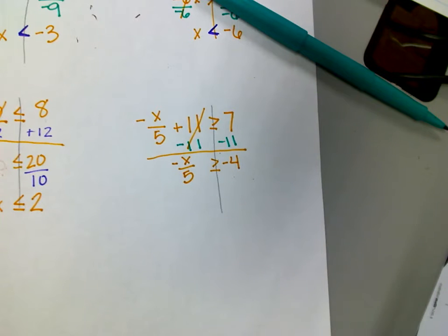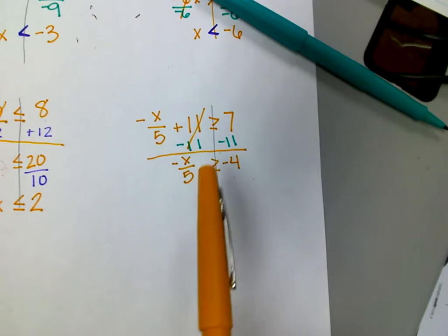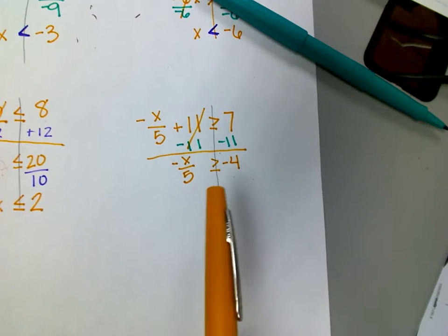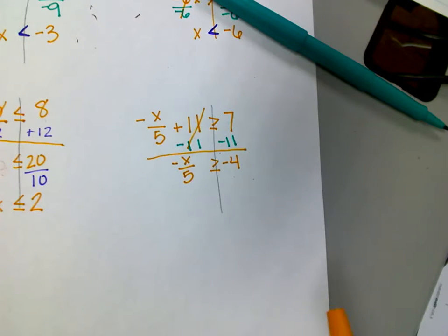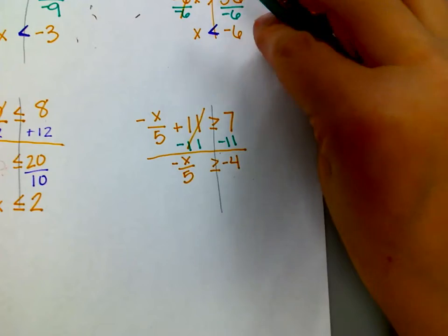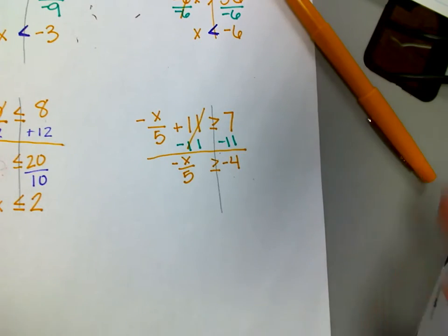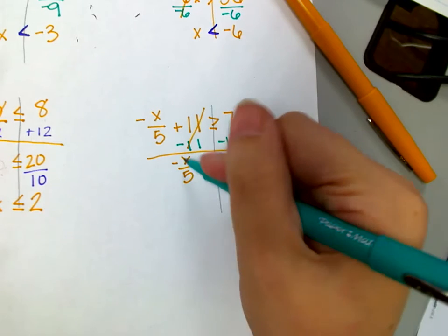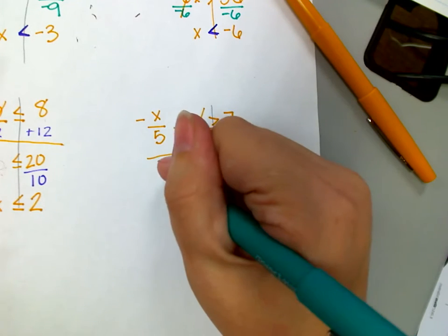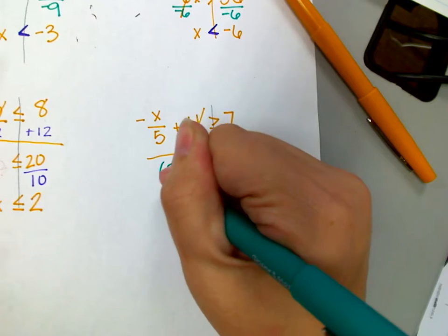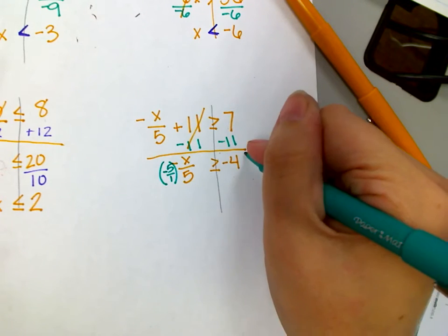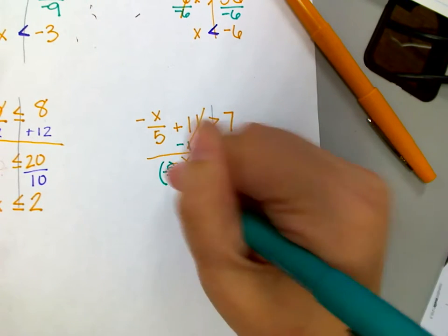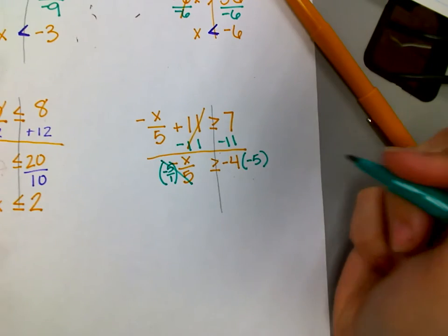Well, I need to get rid of that, so I'm saying a negative x divided by 5. Well, to get rid of divided by 5, I'm going to multiply by 5. But I'm going to go ahead and multiply by negative 5 to get rid of that negative, because that negative is this whole thing. So I can say times negative 5 over 1 times negative 5. Okay, that cancels that out.